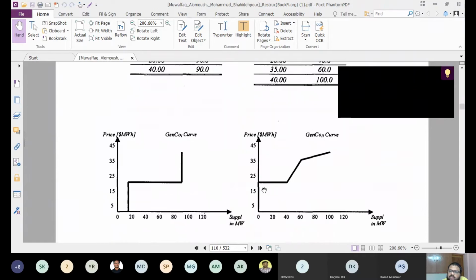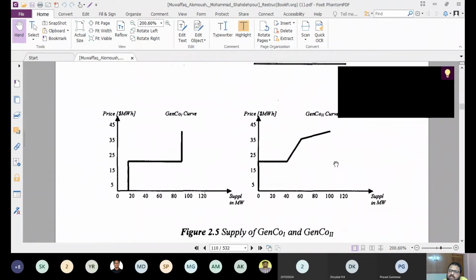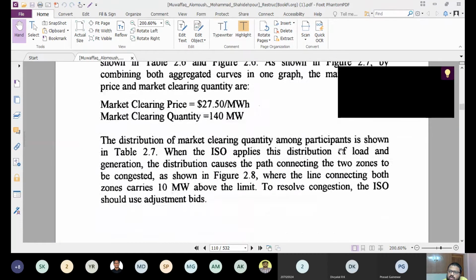Okay, so similarly we draw for GENCO 2 also. From 0 to 19.99, it is 0 megawatts. Then again there is a small slanting segment from 19.99 to 20. So this part corresponds to $20 per megawatt hour, at which the load is 40. Then from 40 to 60, it goes to 60. At 60 the price is 35. Then from 60 to 100, at 100 the price is 40. Okay, so these are the supply curves for the GENCOs.